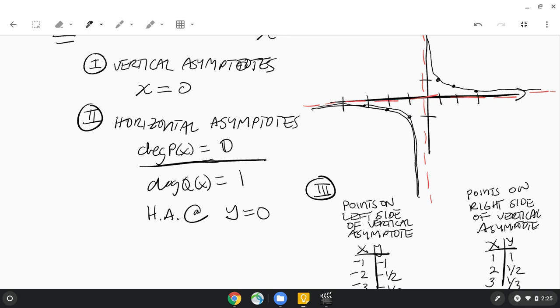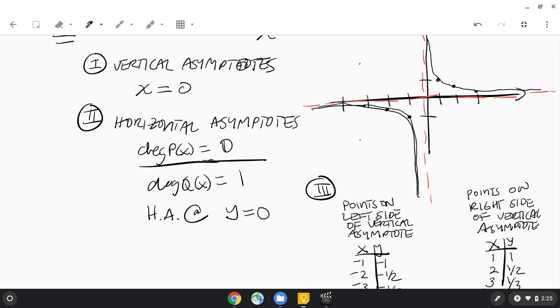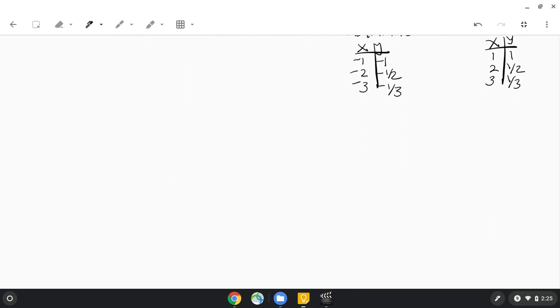Sometimes I allow students just to come up with 1 point to figure out if they landed in the top or the bottom here. But sometimes it can get tricky depending on what you choose. Because if you pick a point that's close to the horizontal asymptote, then you might be misled to think that your graph is in that quadrant. So doing 3 points is always good.